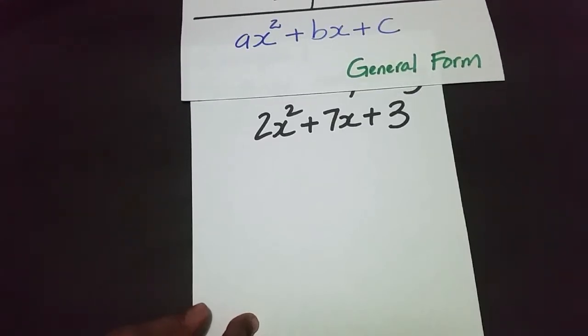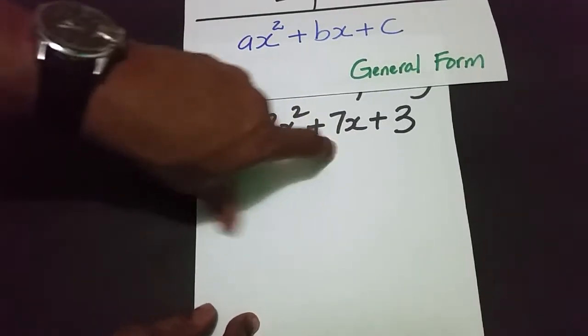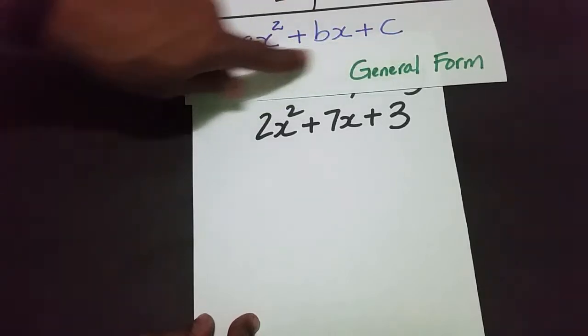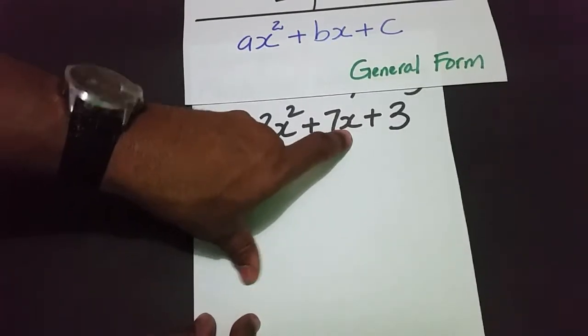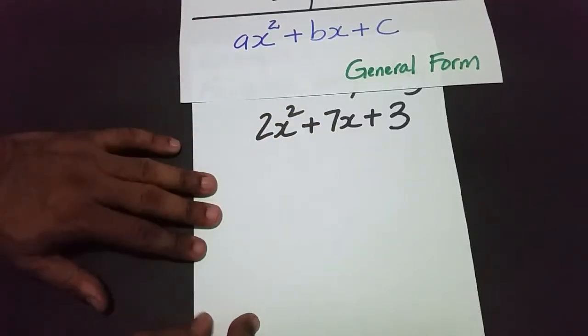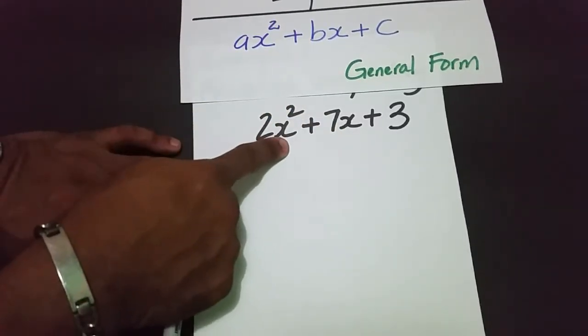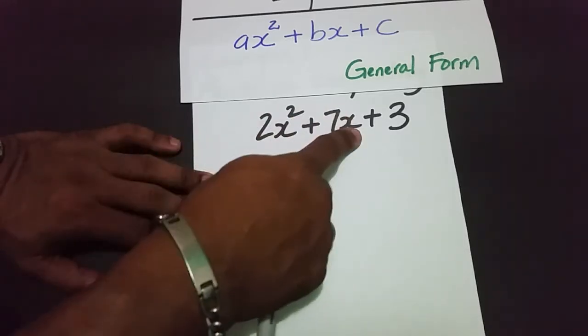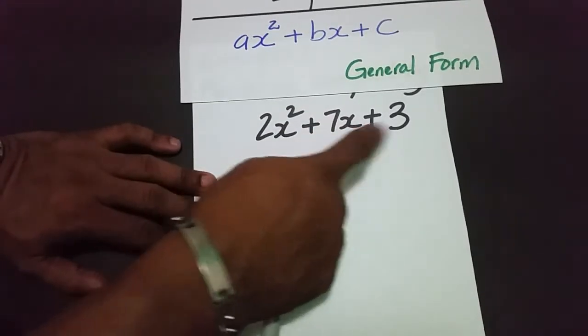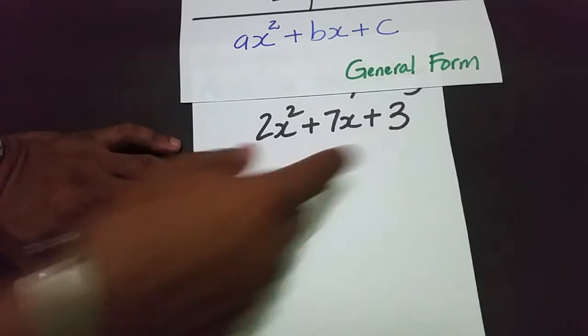Now if you look here, this specific expression has this look where we have an x squared here and 7x and 3. The coefficient of x squared is the number in front of x squared, and that is 2. The coefficient of x is 7, and 3 is a constant value.